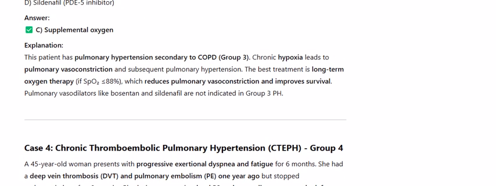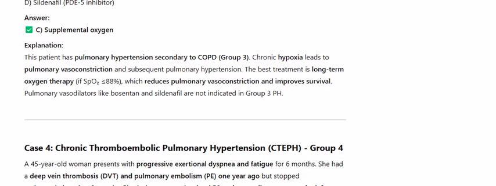Chronic hypoxia leads to pulmonary vasoconstriction and subsequent pulmonary hypertension. The best treatment is long-term oxygen therapy, if SpO2 ≤ 88%, which reduces pulmonary vasoconstriction and improves survival. Pulmonary vasodilators like bosentan and sildenafil are not indicated in Group 3 PH.